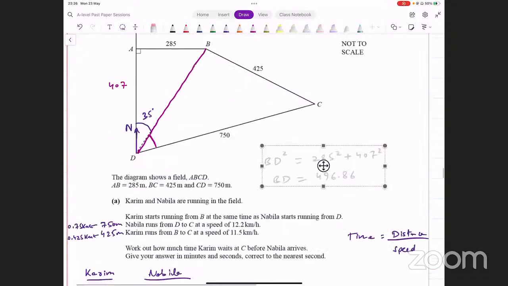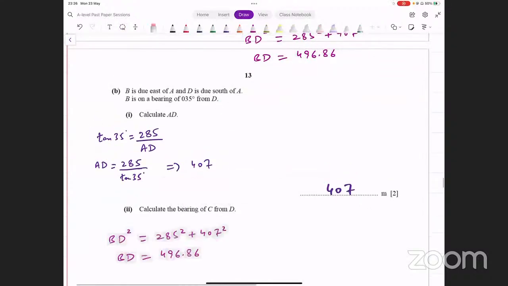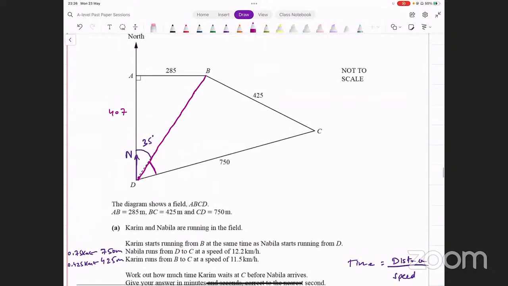We'll take this again to that working part. आपको वहीं पे show करना है. This is the length BD. हमने length BD figure out कर ली. ठीक है, ये आ गई. अब जब length BD भी आ गई हमारे पास, we know that this is 496.86.